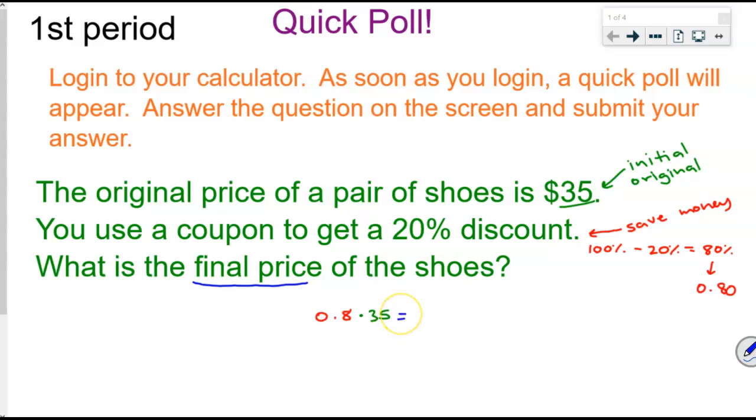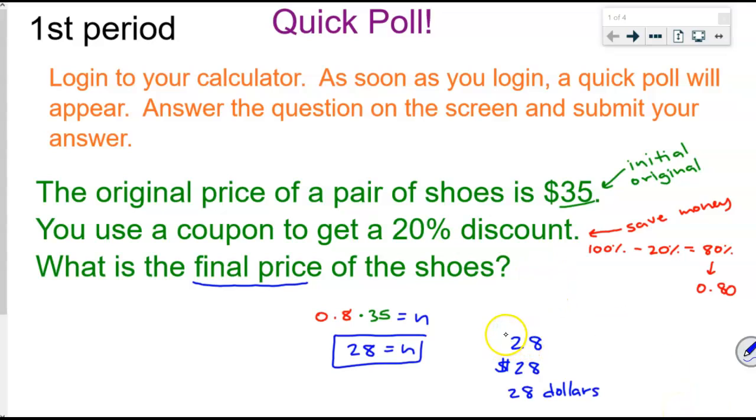And when I do that, this is equal to n, the new amount. And then we can already solve this equation. It already is solved. n is by itself. We just need to calculate, and 0.8 times 35 is equal to 28. So in your calculator, typing in 28, typing in $28, most of you couldn't find the dollar sign, so you typed in the word dollars, and that's okay. It wouldn't work. Okay. So in the calculator, honestly, just the number is fine for something like this.